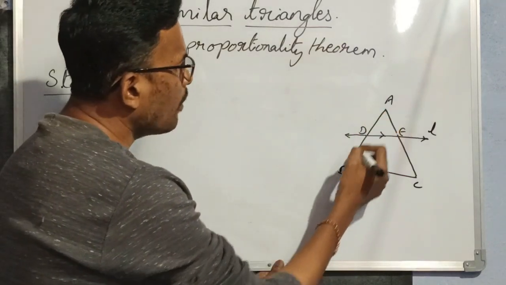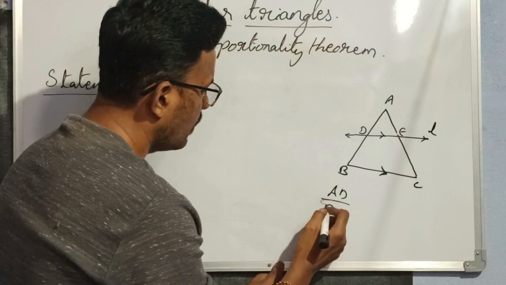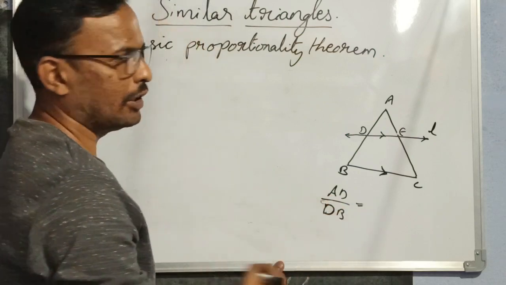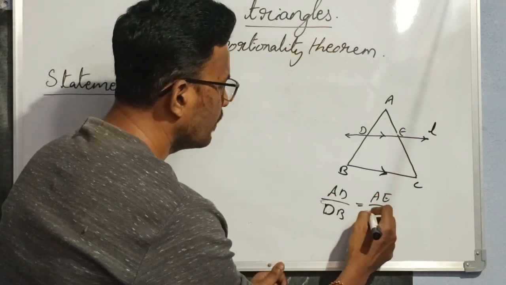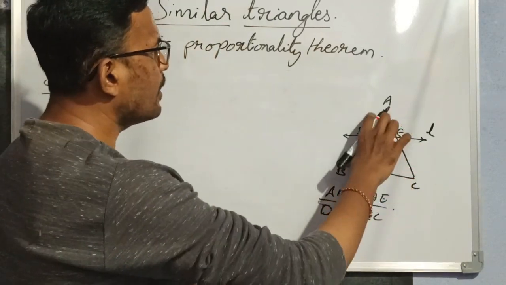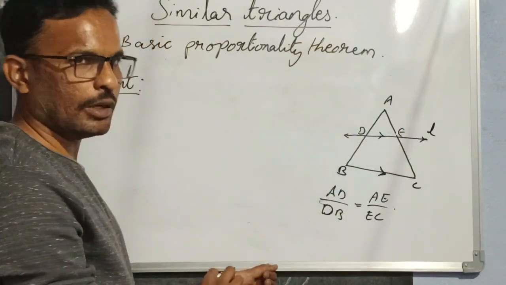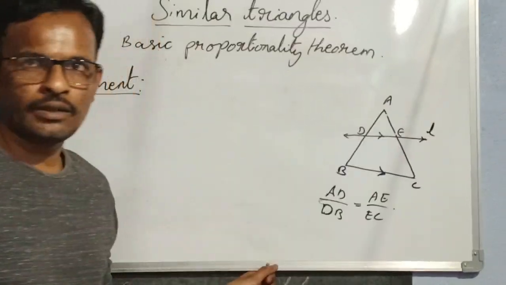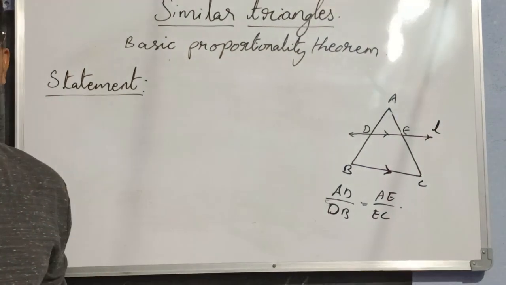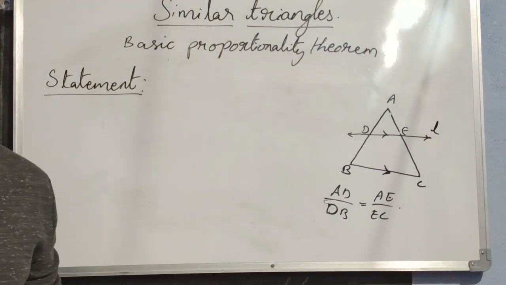Means AD by DB is equal to AE by EC. Means this line is dividing these two sides in the same ratio. Means the ratio of AD by DB is equal to AE by EC. Clear? This is the statement, and this is what we need to prove in basic proportionality theorem.